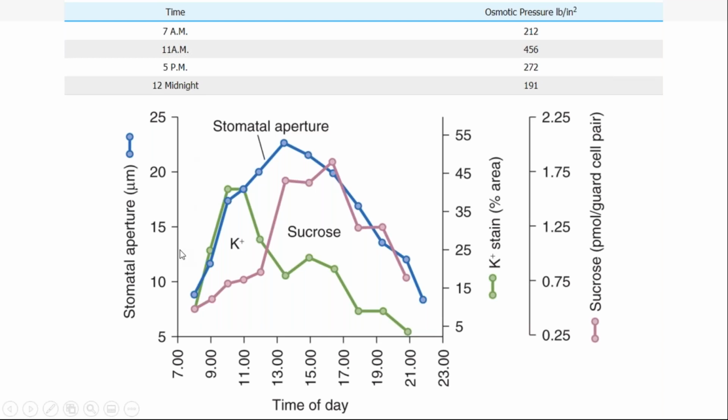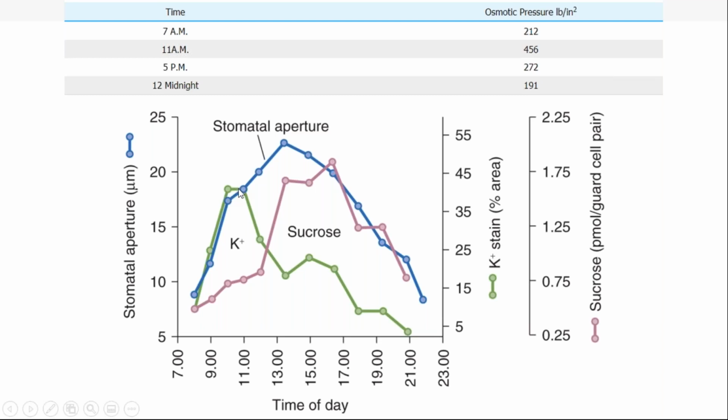So here's where we go. Let's take a look at stomatal opening. Well, let's look at potassium. So early in the morning, the sun comes up. It starts opening up. Potassium starts moving, starts opening up the stomata.